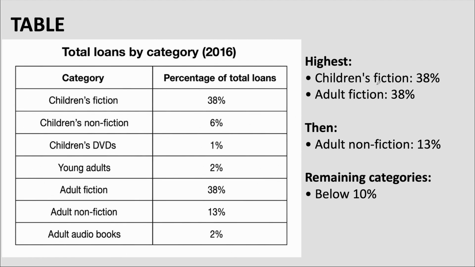The table is also quite simple. Children's fiction and adult fiction are the highest at 38% each. Adult nonfiction is next at 13%. All the other categories are below 10%.